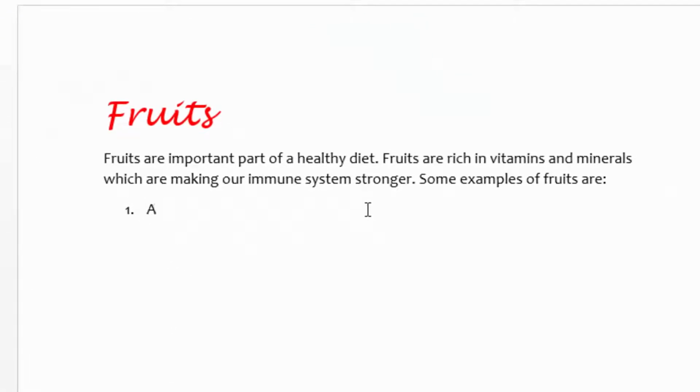Then I will add here apples, avocado, oranges, and pears. Then I will press enter. Since my list has only 4 items, and now it is suggesting for me to put the 5th item, which I don't want to put, I want to switch off the list.